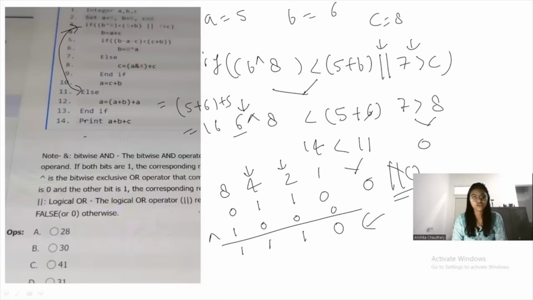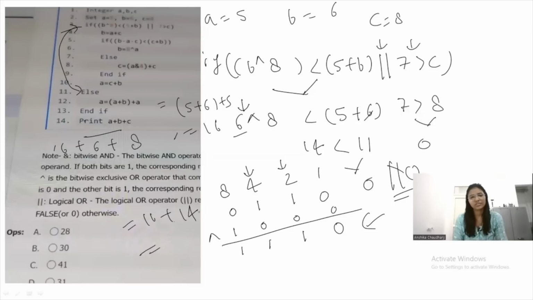And here we need to print a plus b plus c. So a value is 16 plus b value is 6 only and c value is 8. So what will it become? 16 plus 14. So 6 and 4 will become 10 and it will become 30. So 30, option number B will be the correct answer over here. I hope it makes sense. So yeah, let's move on to the next question now.